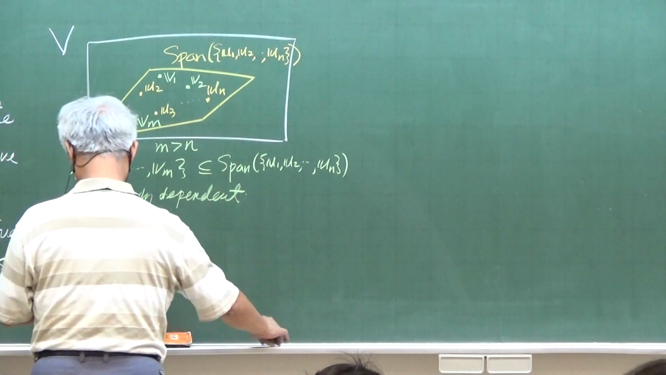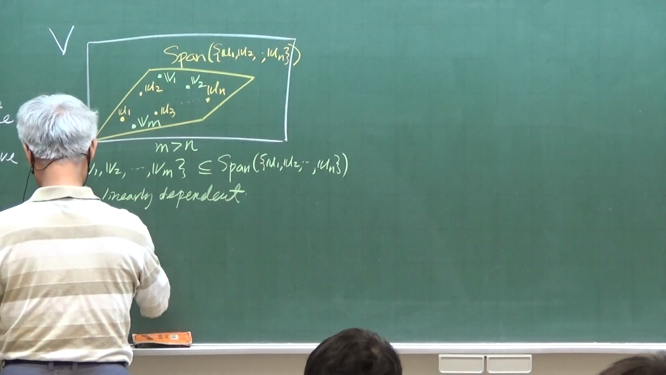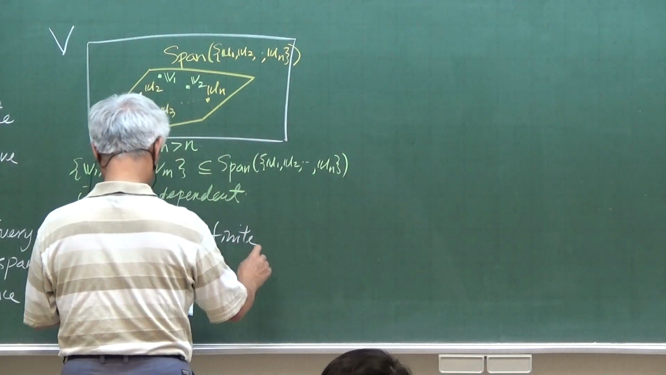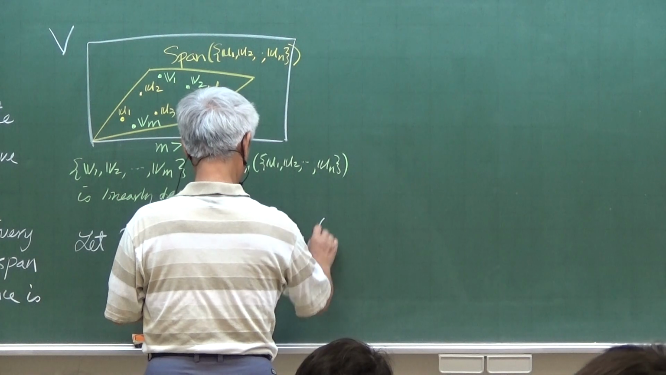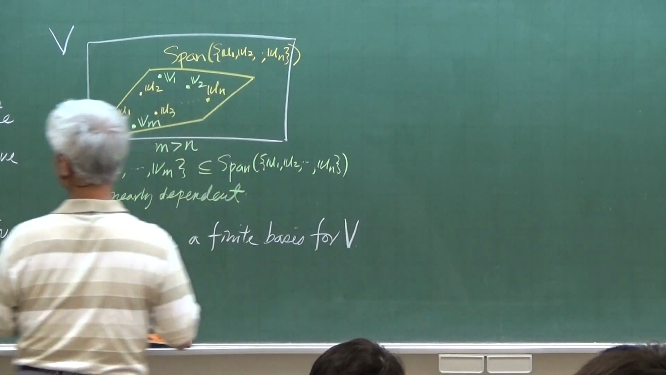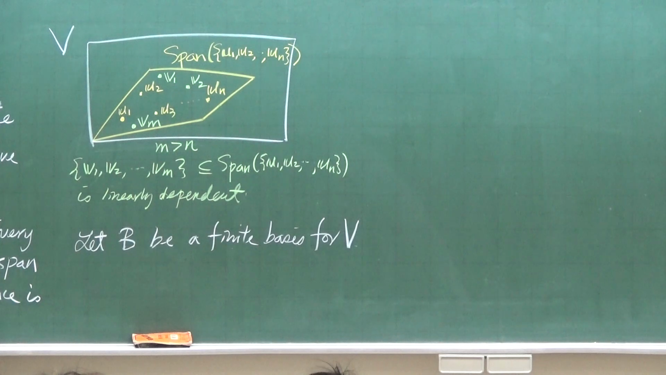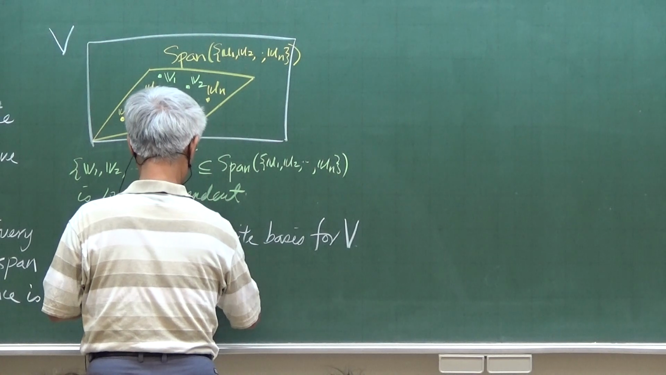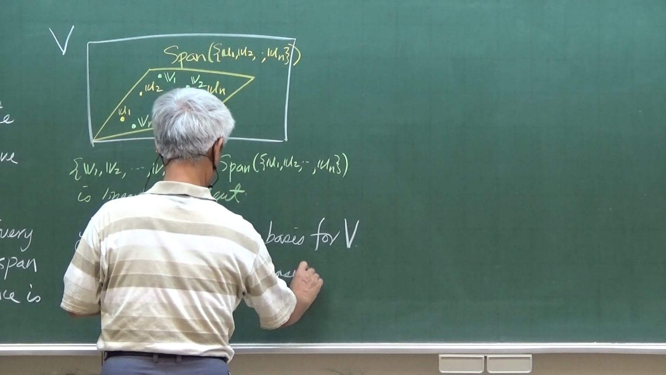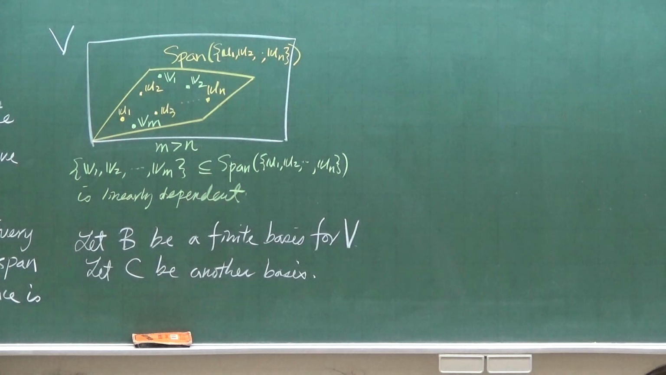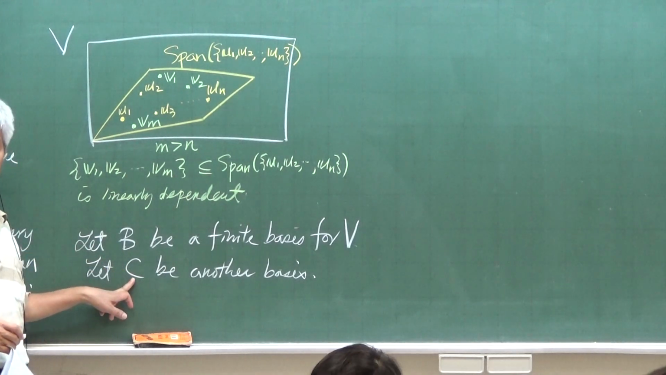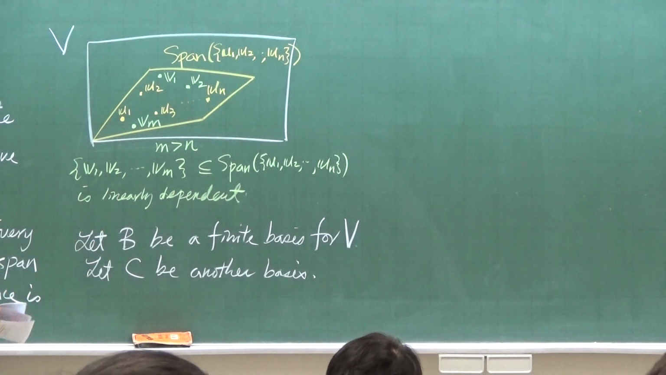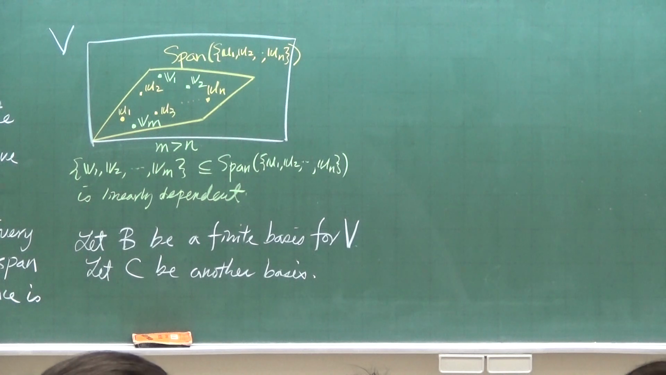All right, so now, let B be a finite basis for V. Right? So B is a finite basis for V, and let C be another basis. Our purpose is to prove that the size of C is the same as the size of B. This is our purpose. Any questions up to now? Or the statement?